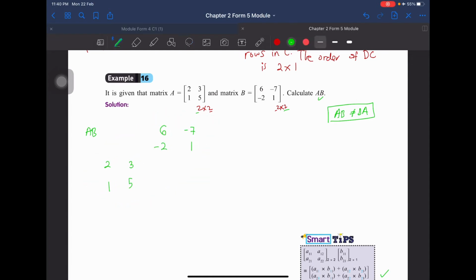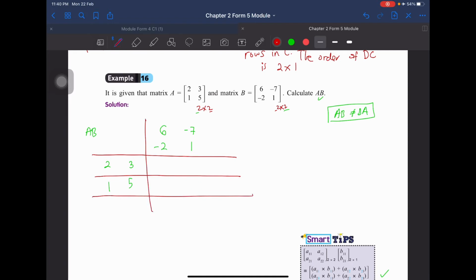Okay, and then I want you to draw a box like this. With this method, you can know that your final product will be a 2 by 2 matrix. You can note it straight away. So how to compute this one? I show you one by one.